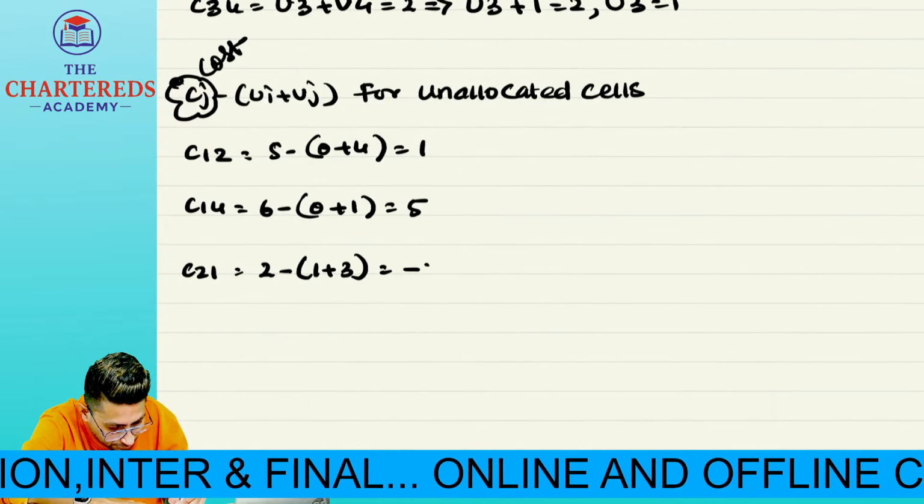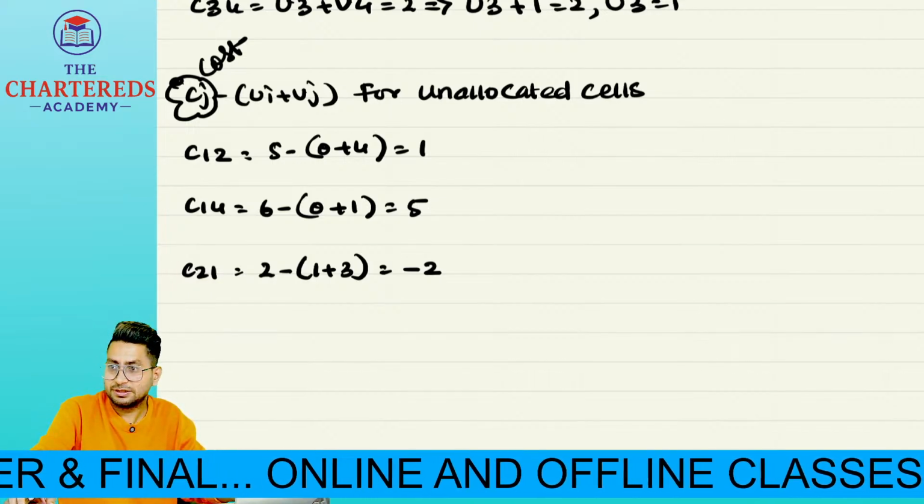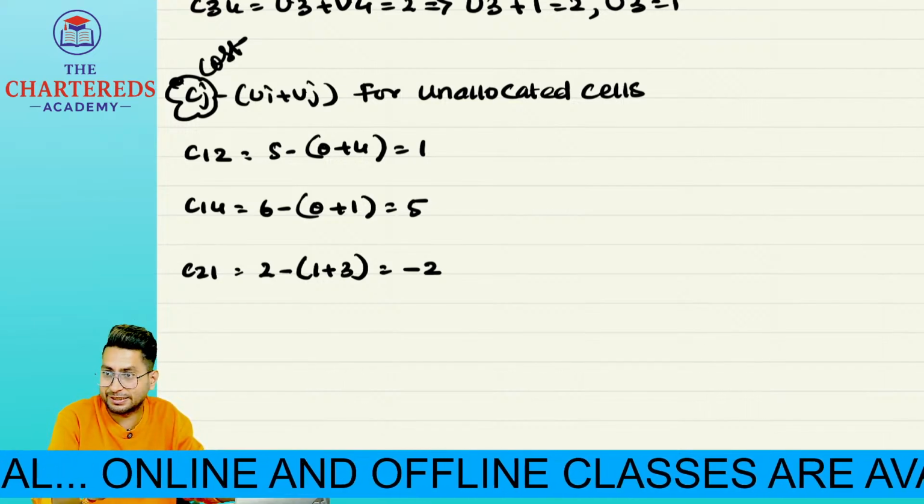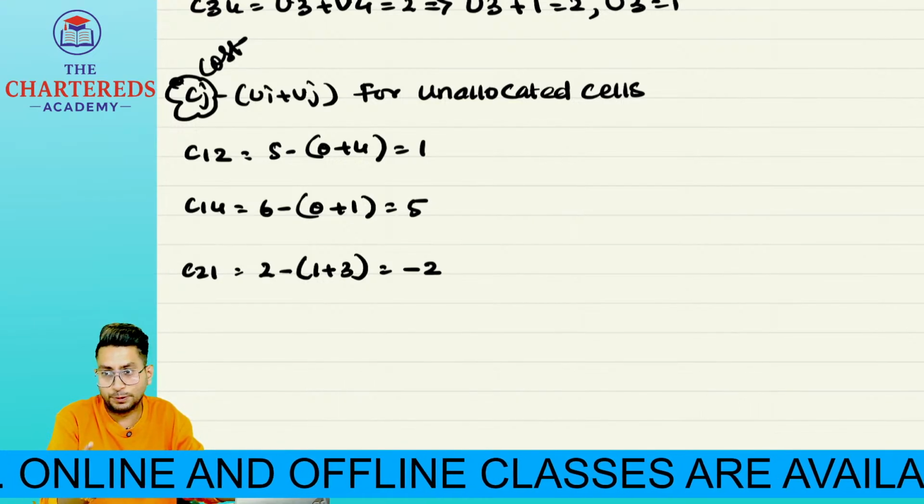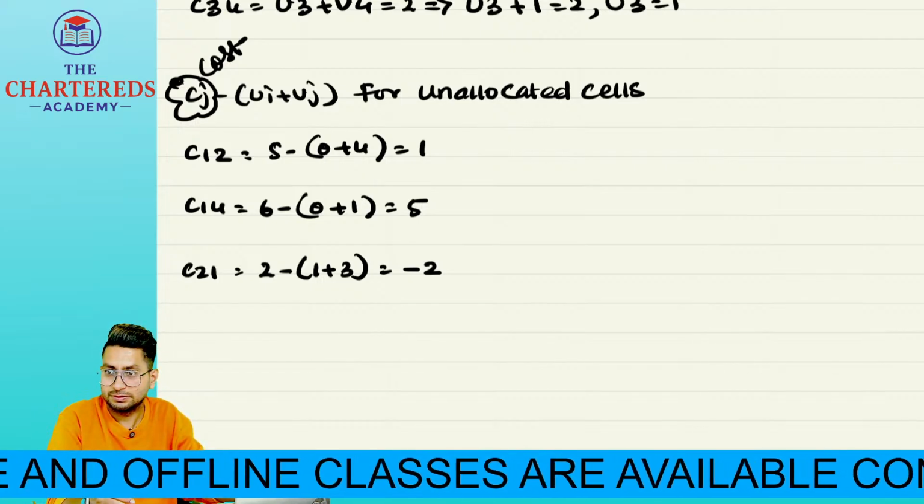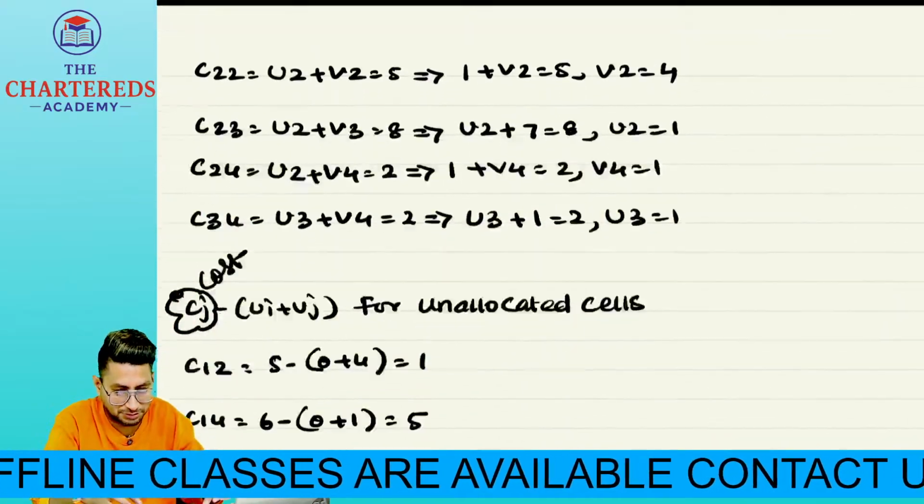You got a negative, right? If the Cj minus ui plus vj values are negative, what do you have to do? You have to create a loop. Again, restart the entire problem. Everything you have to restart again now. Okay, no other option.